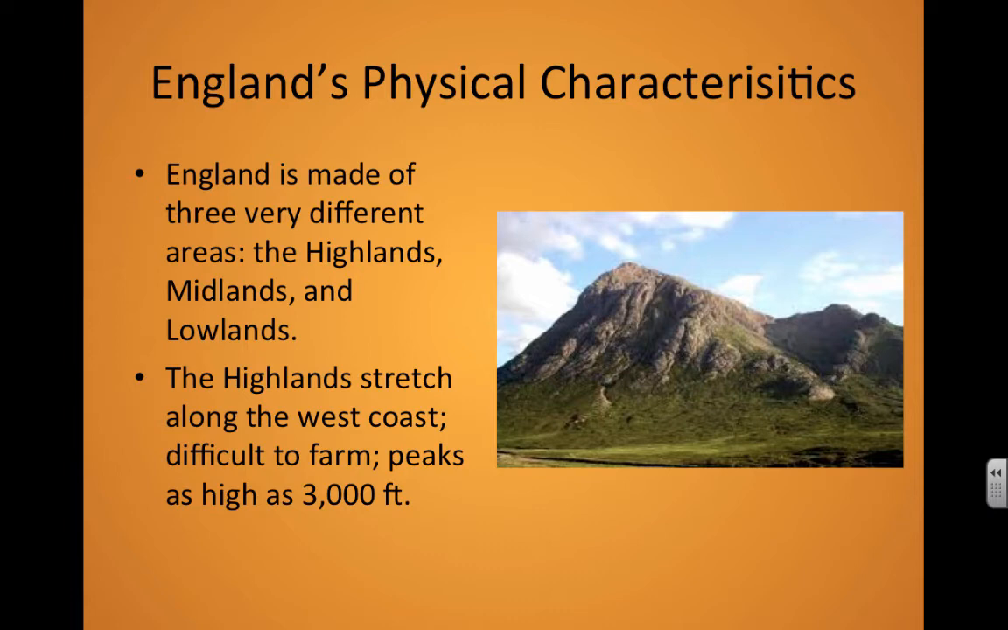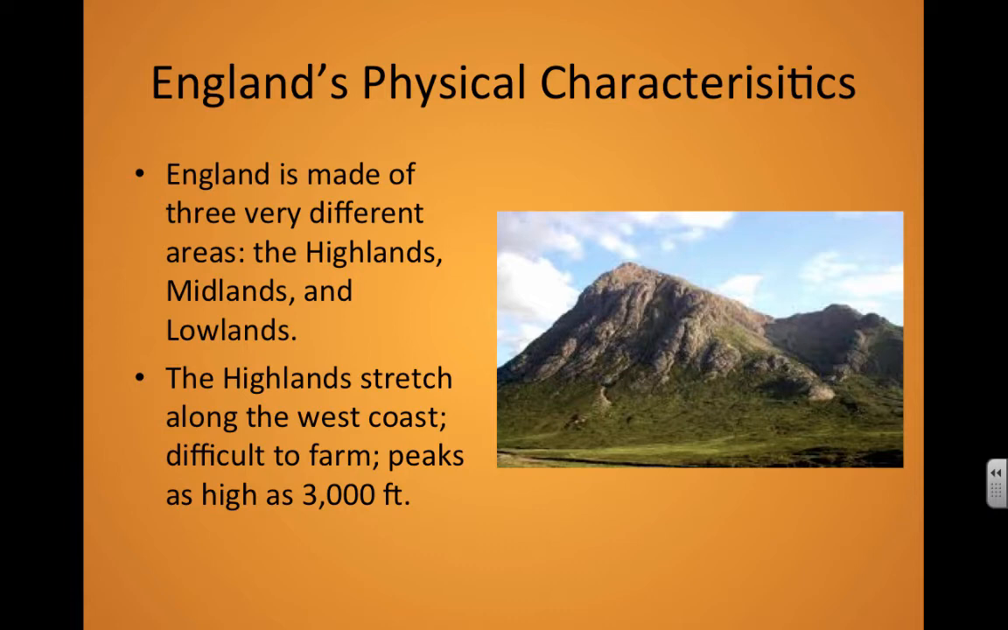So on to its physical characteristics. "Our England is a garden," declared English poet Rudyard Kipling in the late 1800s. Kipling was actually describing rural England with its green rolling meadows, peaceful rivers, and neat farms. The English landscape is actually made up of three very different areas. We have the Highlands, the Midlands, and the Lowlands.